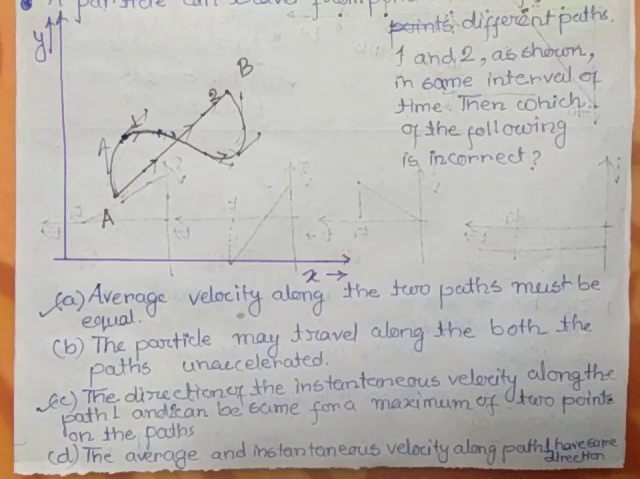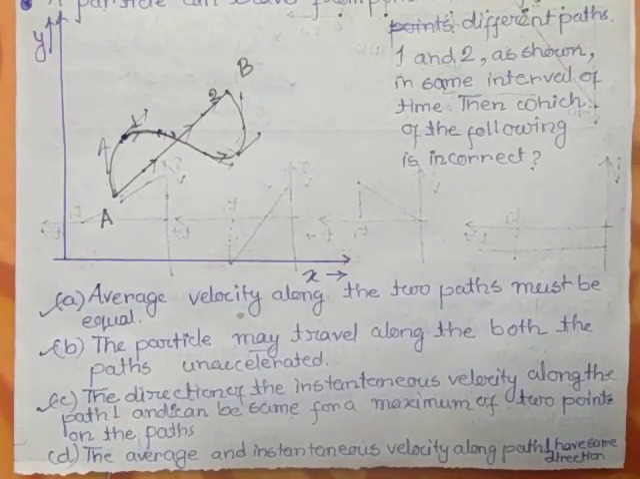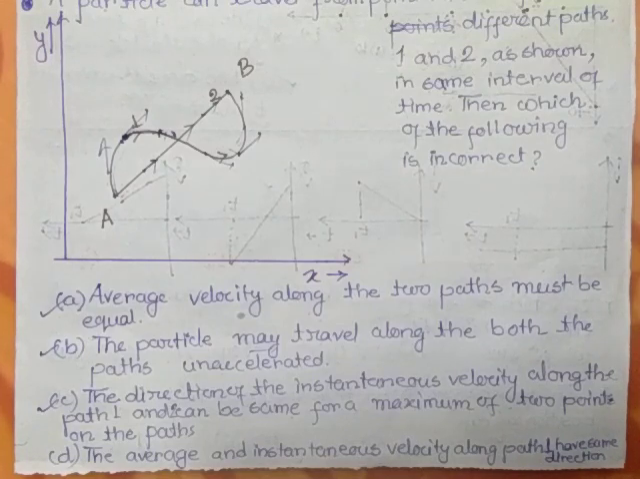The particle may travel along both paths unaccelerated. Yes, it is a possibility. Whether they are moving with acceleration or not, the information is not given. So it may be. It is said it may. So it is correct in that sense, but the instantaneous velocity's direction is continuously changing. So the correct option is D here.